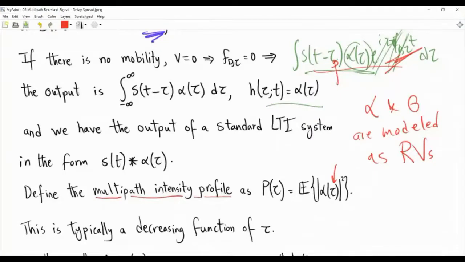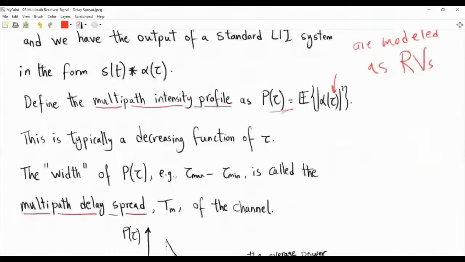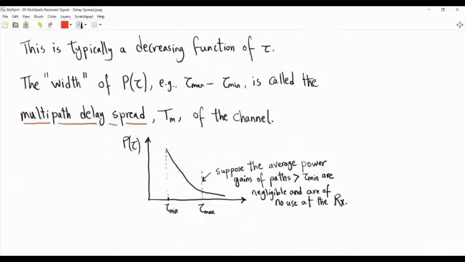We did all these steps in this lecture so that later we do not have to think of this monster function alpha bar of t, the time-dependent delay. We will just talk as if each path is associated with some constant delay. This P of tau is called the multipath intensity profile, and it tells you the average power along the path with delay tau seconds. And it's typically a decreasing function of time.